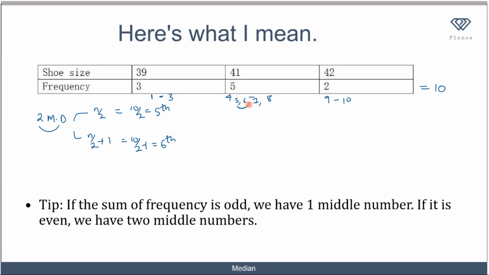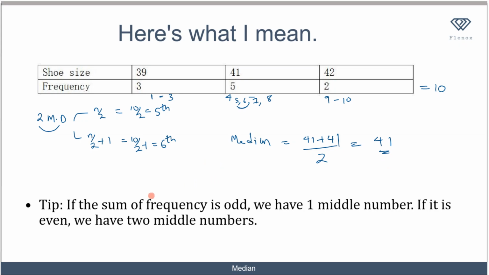So that means the fifth and the sixth numbers are both what? 41. So I can easily find the median now by just finding the arithmetic mean of those two numbers, which is what? 41 plus 41 over 2, and that still gives me 41.